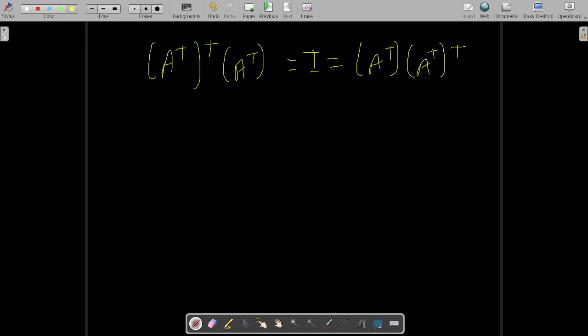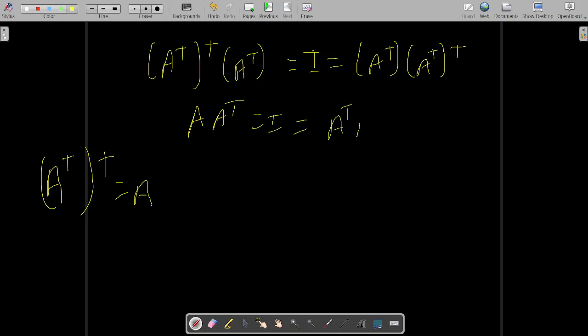Now a careless person, what will a careless person do? A careless person will use the property A transpose transpose is equal to A, and will convert this into A transpose is equal to I is equal to A transpose A. He will convert it into this. But this is a wrong thing.